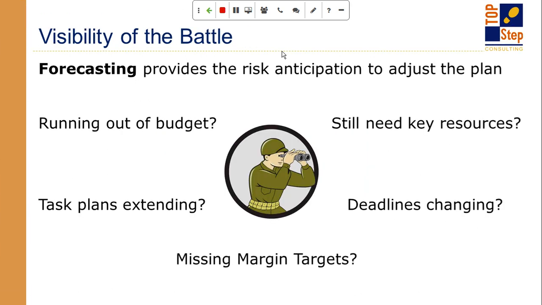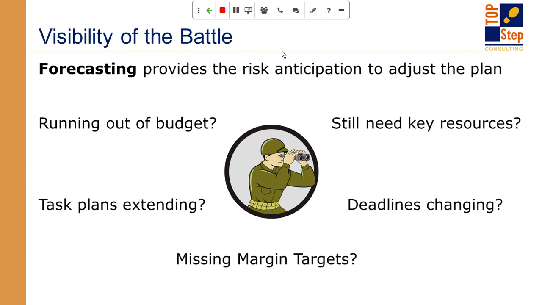Now the visibility of the battle is really what I call the forecasting piece of it. So you can put your plan in place. This is how you're going to execute. These are the resources you're going to need. These are the tasks you're going to deliver. These are the dates you're going to hit. This is the expenses and the materials you're going to need. These are the milestones that will keep you in check. So that plan is great, and day one when you finish writing that first project plan, it's a utopia. This is exactly how it's going to work, and there will be no issues.